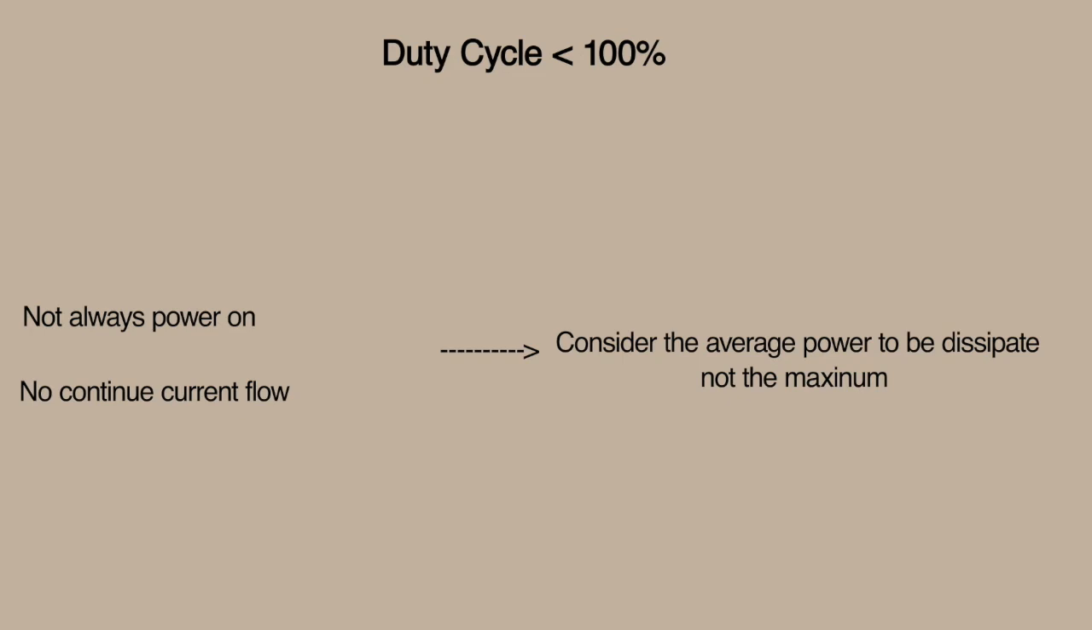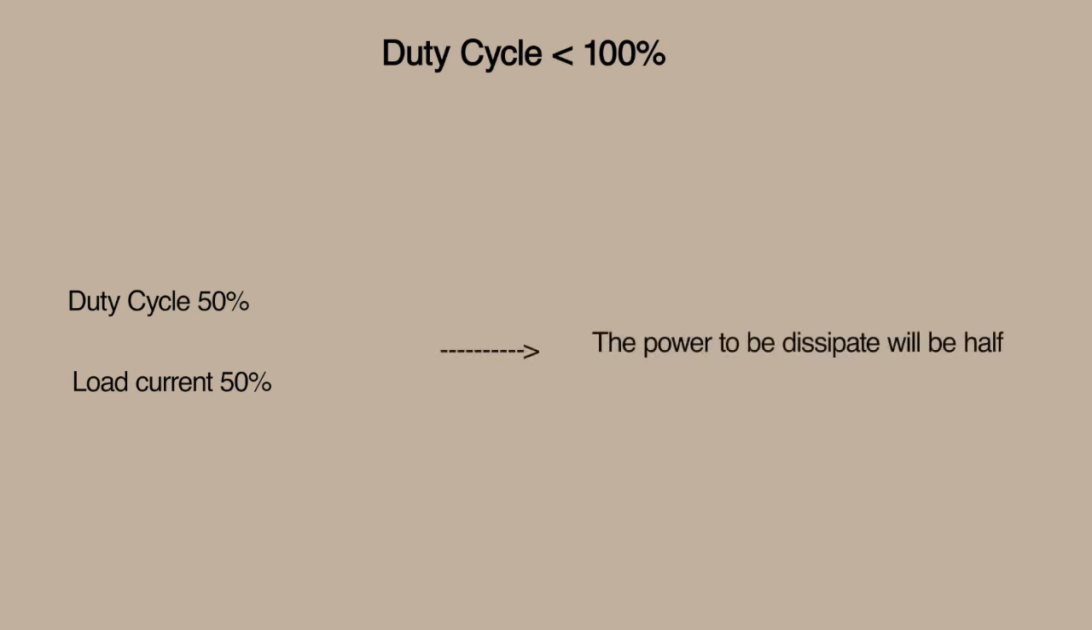In that case, we still need an SSR able to carry the full load current we have on the load, for example 25 amps. But we can evaluate a smaller heat sink, saving money and space.